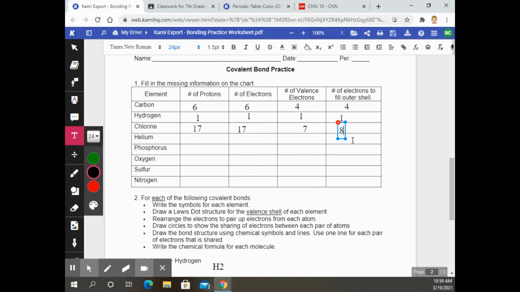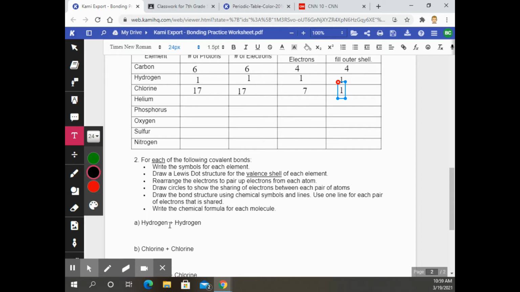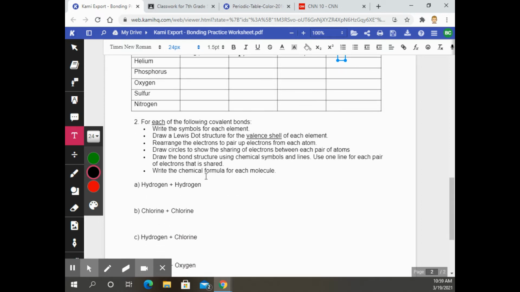Now, let's look down here at this. Yes. You need to put 8 or 1. Exactly. Thank you, dear. Now, let's look down here at this. All right. So I want to make sure that you guys get this. So hydrogen, right? Hydrogen, it can have a max of how many electrons in that outer shell? How many can go in that first energy level? Yes, 2. It can have a max of 2.